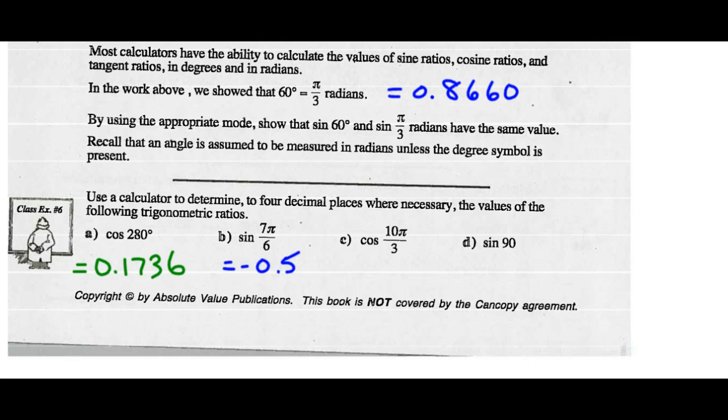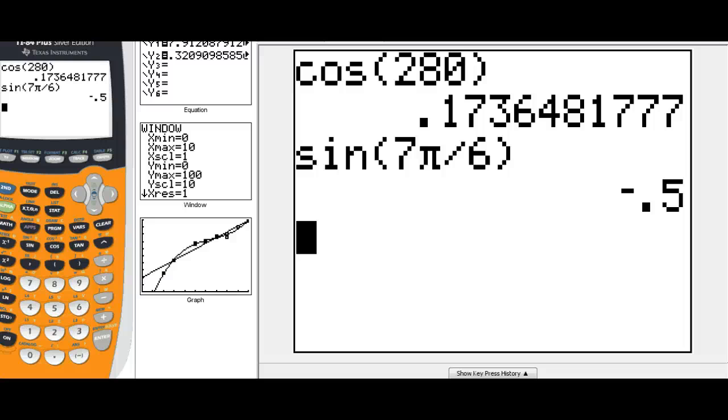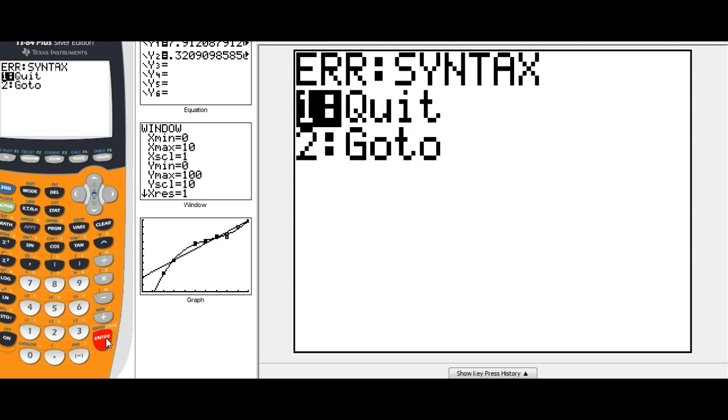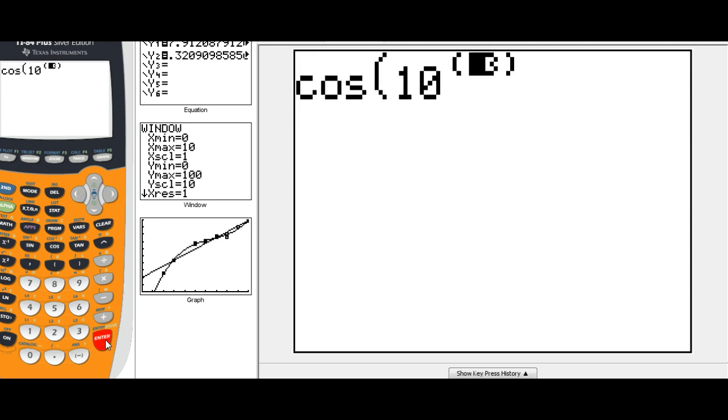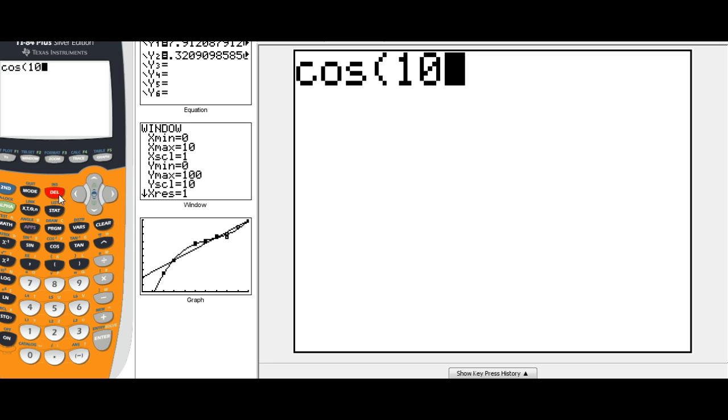Look at part C, cosine of 10 pi over 3. Again, there is no degree symbol on that angle measure, 10 pi over 3, so that must be in radians. Our calculator is already in radian mode, so we can say the cosine of 10 pi divided by 3. And we get, again, negative 0.5.